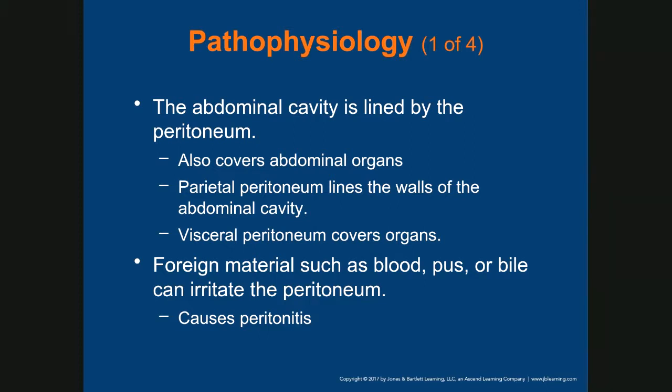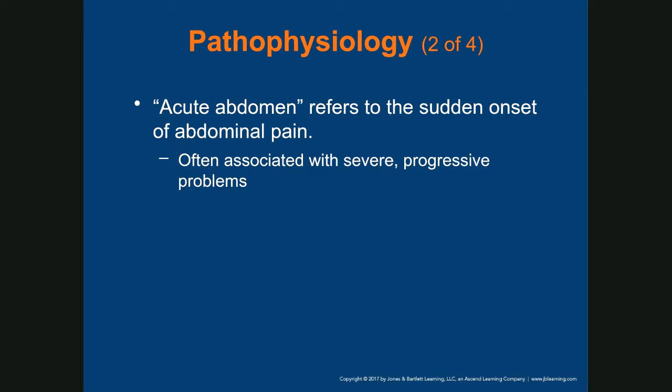Foreign materials such as blood, pus, or bile can irritate the peritoneum. If that occurs, then we get peritonitis, or inflammation of the peritoneum. Once you have inflammation, you get swelling and you get leakage of fluid. Acute abdomen refers to sudden onset of abdominal pain, often associated with severe, progressive problems.